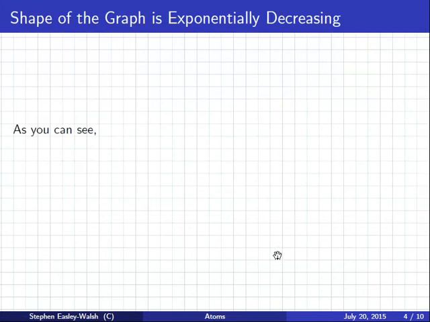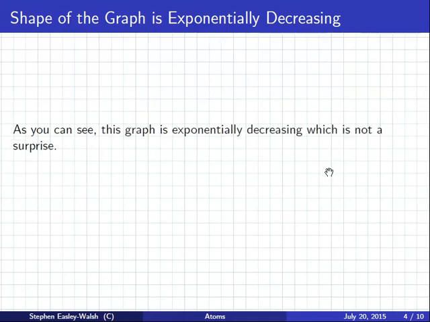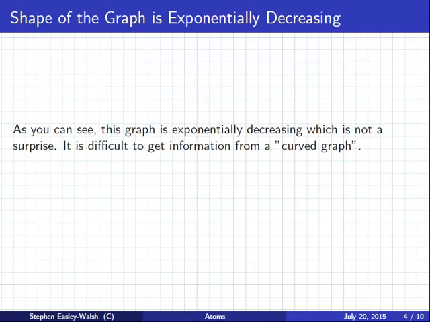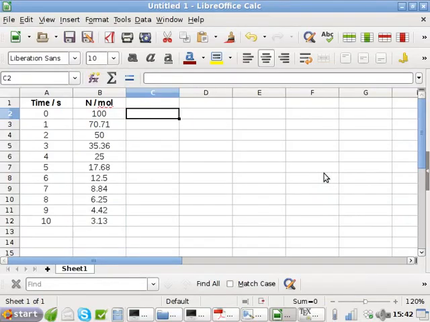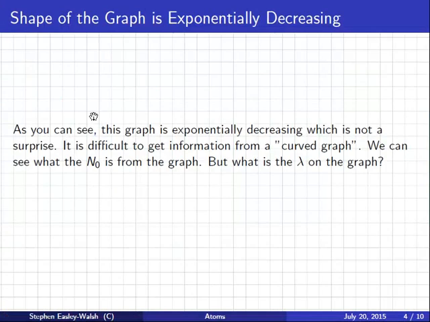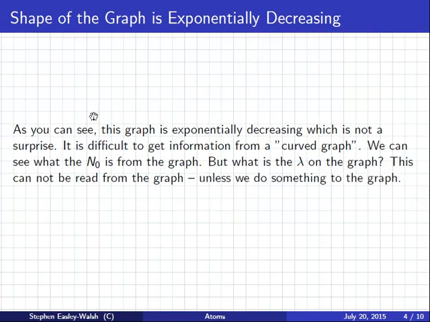Now, as you can see, the graph is exponentially decreasing. Which is not a surprise because the formula was N0 e to the minus lambda t. We can see what the N0 is from the graph, but what's the lambda? Where's the N0 on the graph? It was the initial value. And what's the lambda on the graph? You can't tell what it is on the graph, really. Now, there's a little trick we can do to make the graph more useful, though. You can't really read the lambda from the graph unless we do something to it.